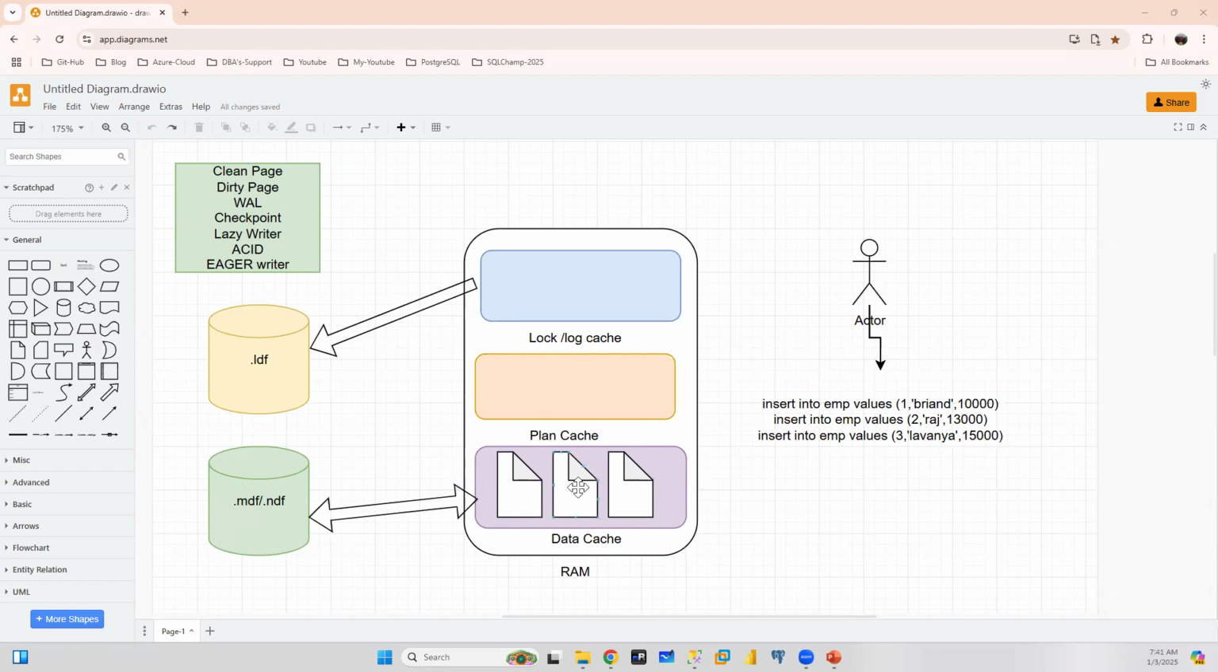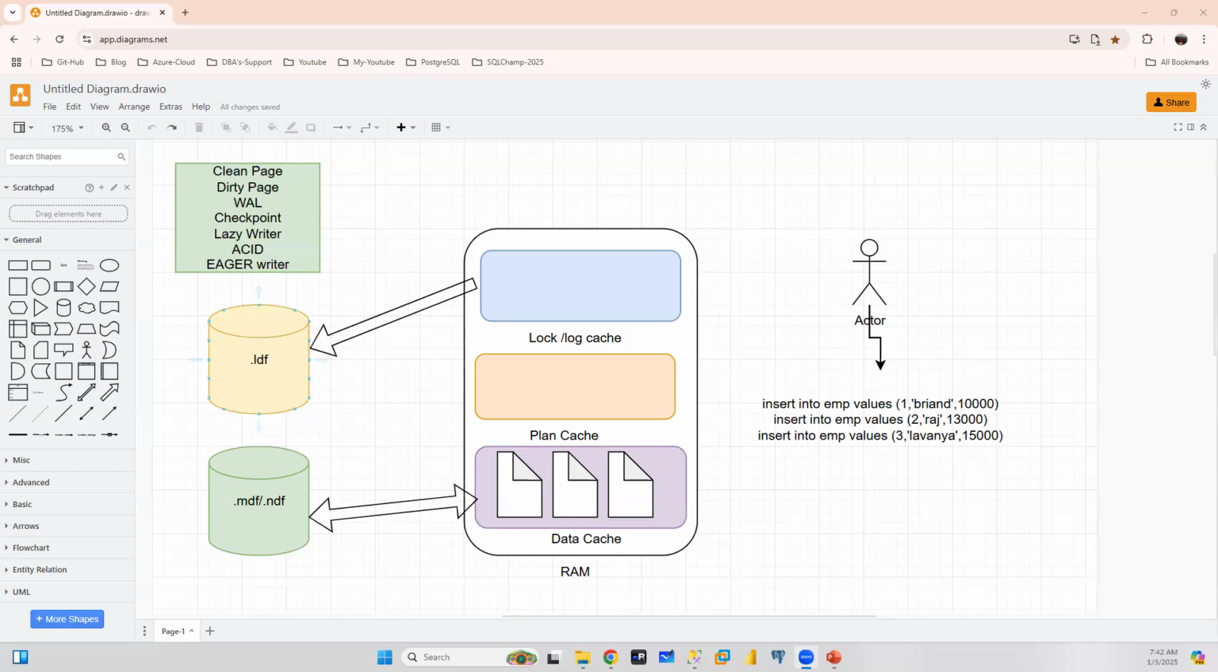How do we check how many clean pages and how many dirty pages are available? Using DM_OS_BUFFER_DESCRIPTOR, we can find out how many clean pages and how many dirty pages are available.